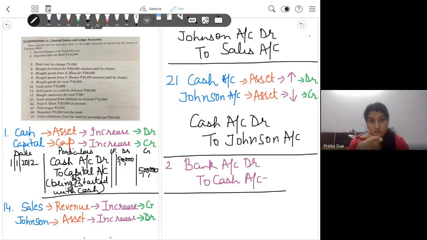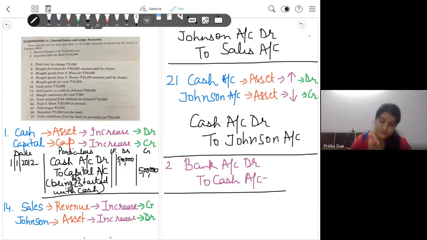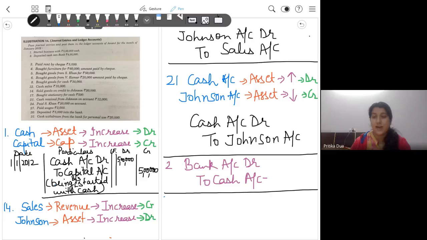Yes Upash, you will give me the entry for 3rd January. What is the entry? Are you typing? Okay, you are paying rent by check. Rent is being paid. Rent is an expense. When expenses increase, they are debited. So it will be rent account debit.